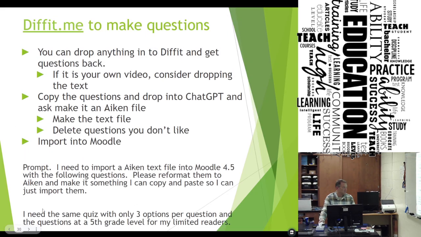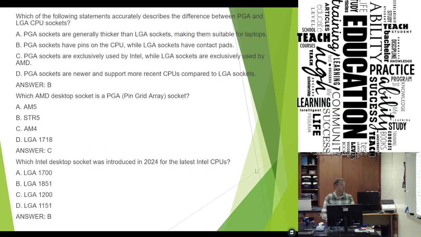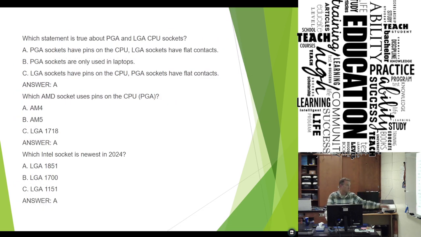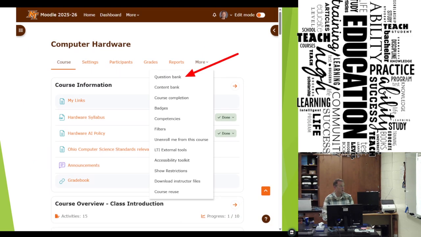And then the bottom one says, I need the same quiz with only 3 options for a question. You could say 5th grade, or whatever reading level you wanted. I wanted to show you, but I already did on the other one, what the Aiken file format looks like, and the same questions rewritten for a 5th grade reading level.